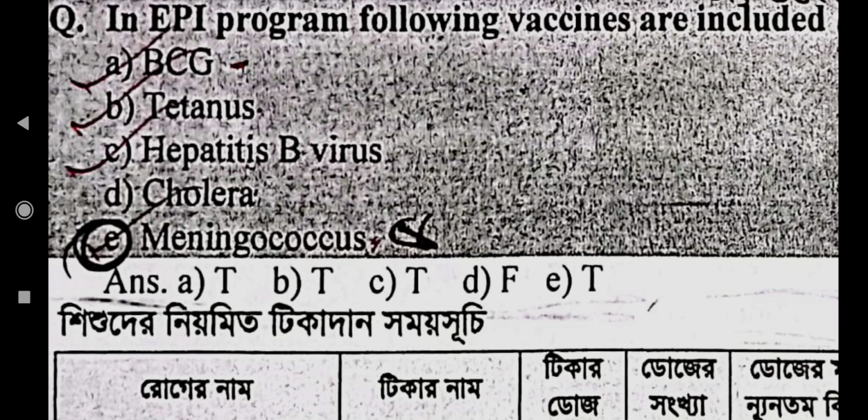In the EPI program, the following vaccines are included. True answer: BCG, tetanus, hepatitis B virus, meningococcus. False answer: cholera.